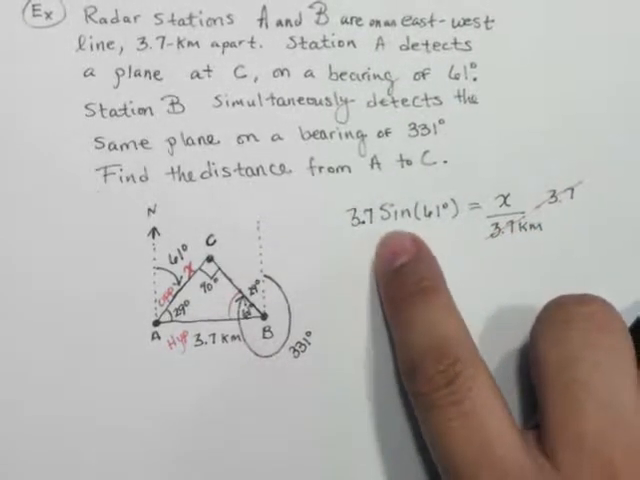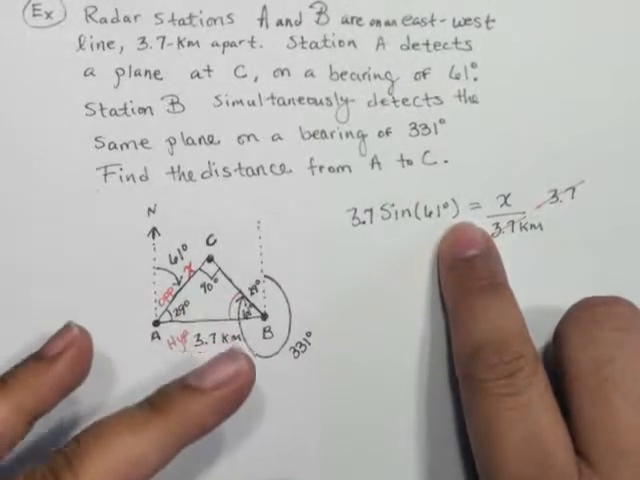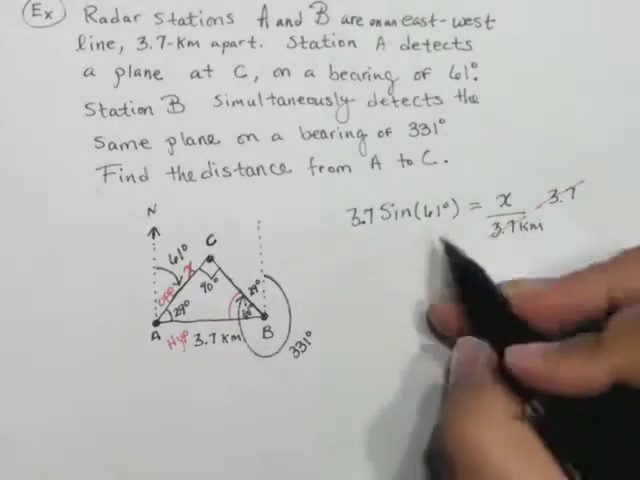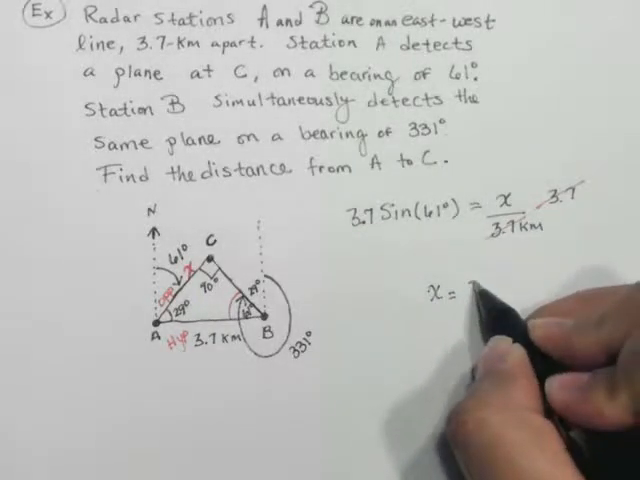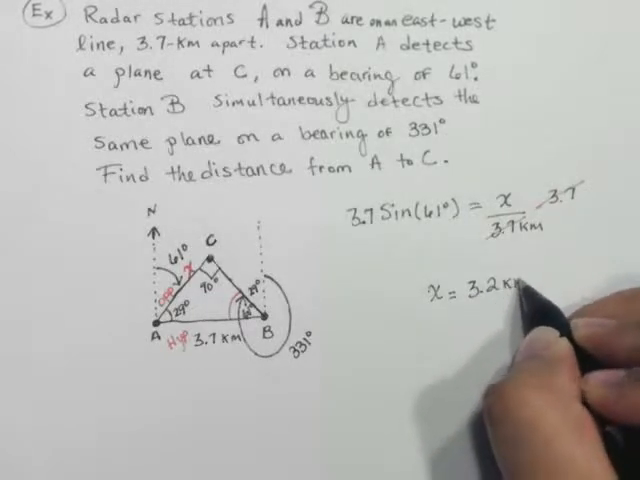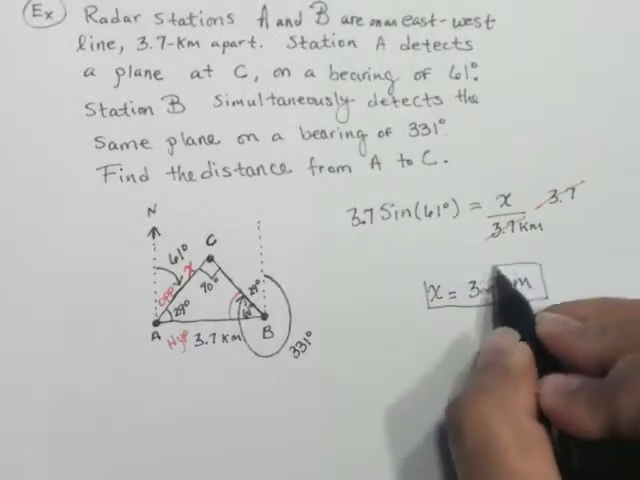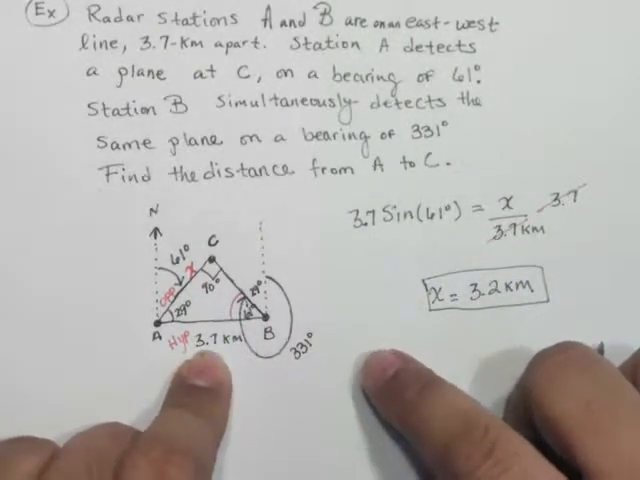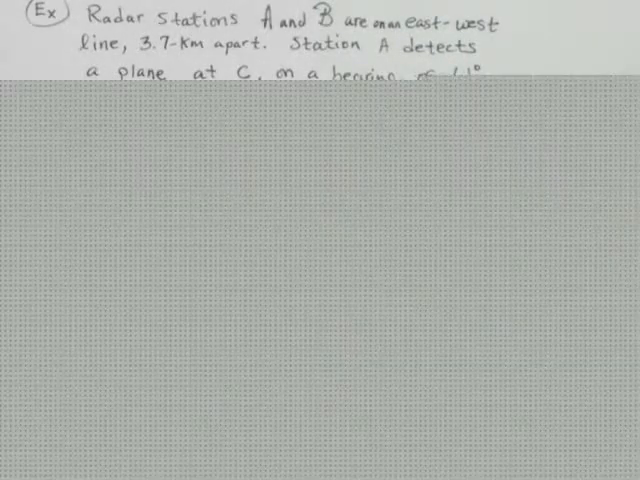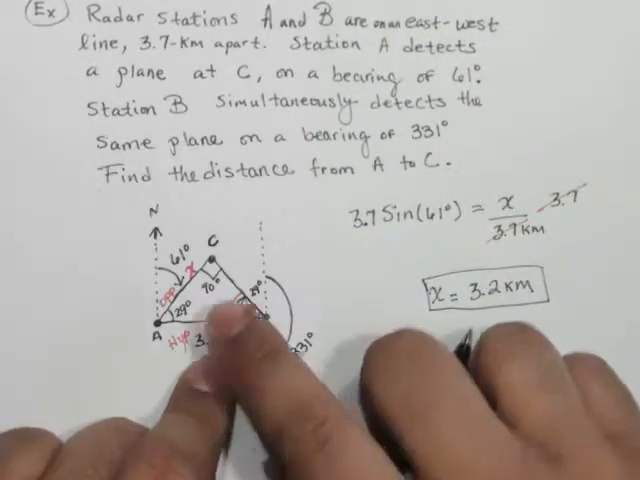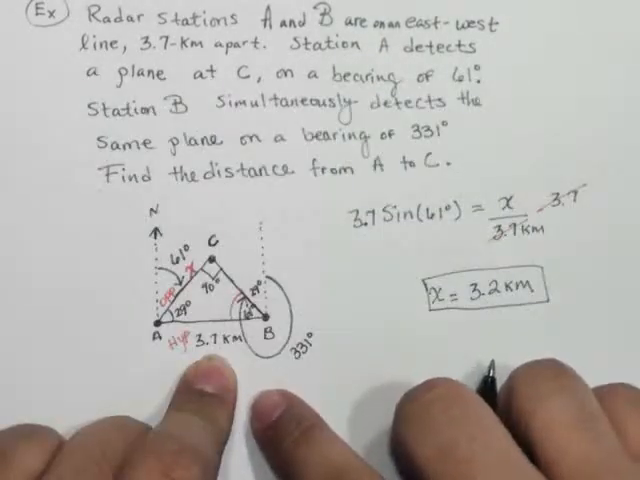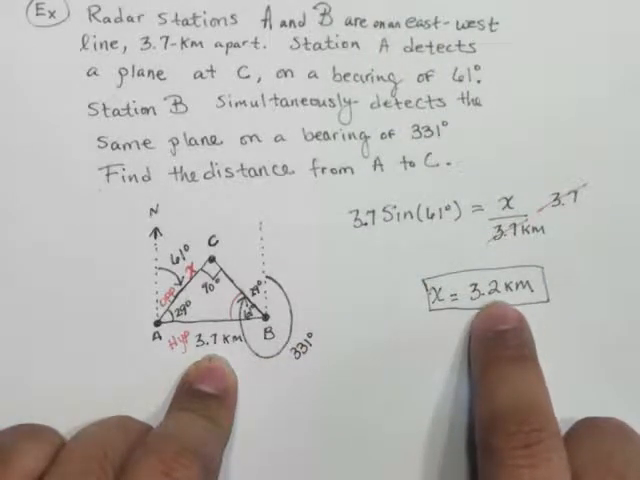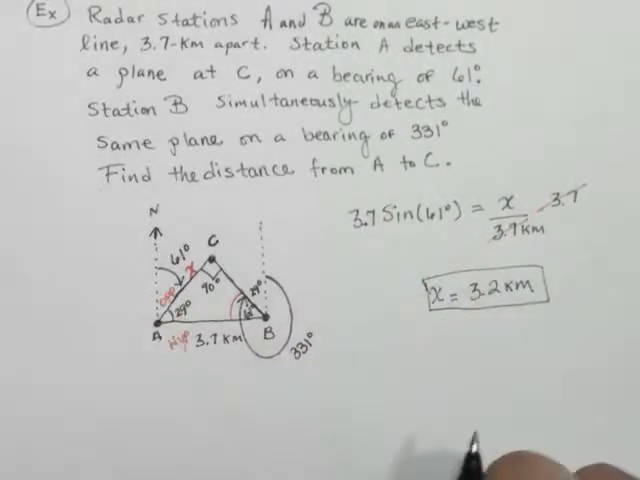Now all you have to do, again, be sure that your calculator is set into degree mode. 3.7 times sine of 61, and you are going to get x equals 3.2 kilometers. Now ask yourself, does this make sense? And actually it does, because if this was the hypotenuse, it has to be the longest side. So we knew from the very beginning that if we were looking for this side of the triangle, it had to be less than 3.7. In this case, this is 3.2, so it works out as the answer.